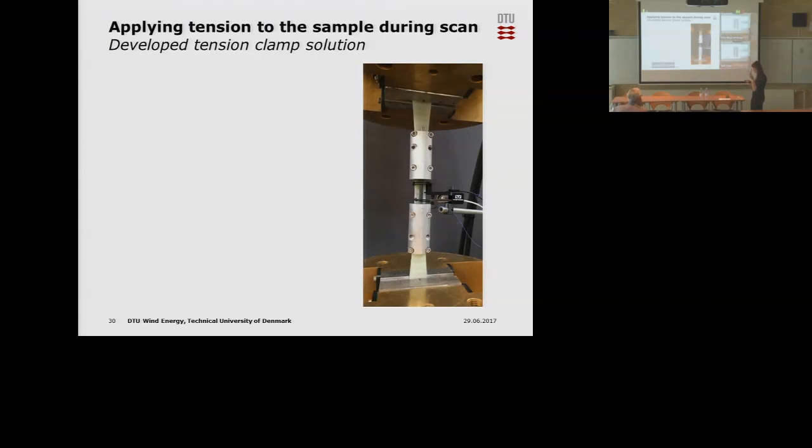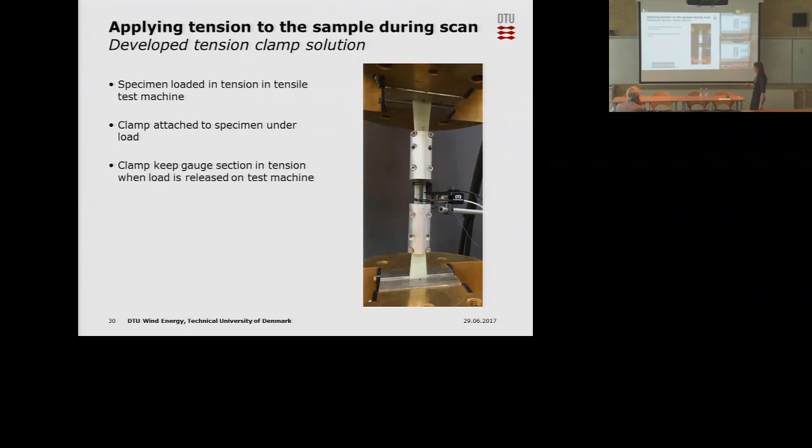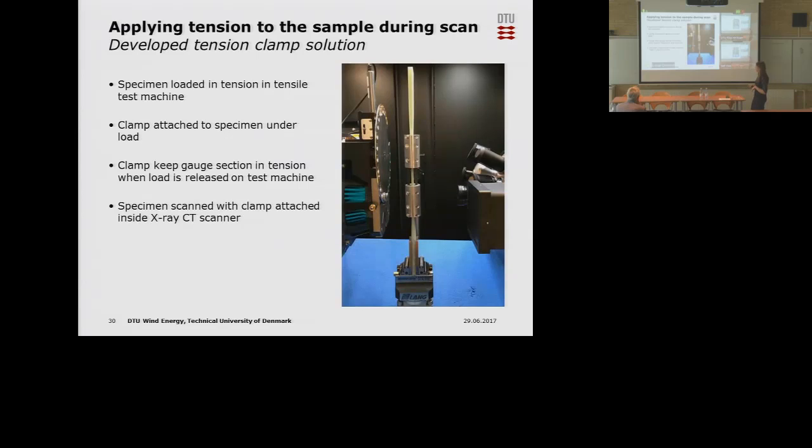It's like this. So the idea is that you load the specimen up without the clamp in the tension test machine. And then you apply the clamp to the specimen while the specimen is loaded, and screw and tie everything. And then when you release the tension on the specimen from the machine, the gauge section is still loaded in tension. So that's the basic idea of this kind of solution. Then you can take it out and place it in the CT scanner and scan this region here.